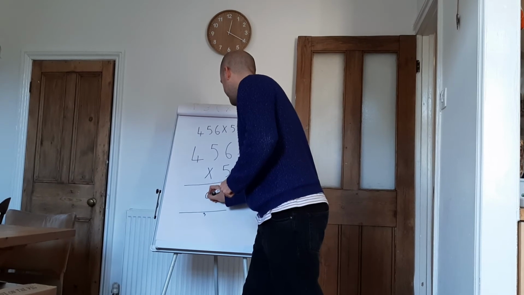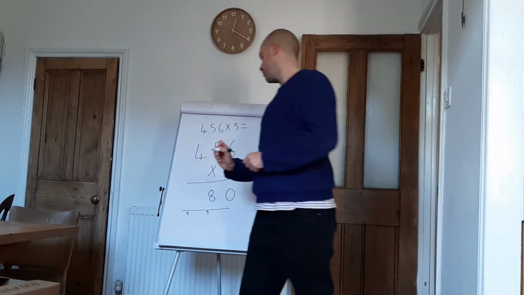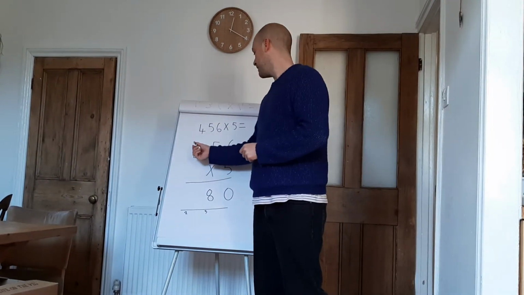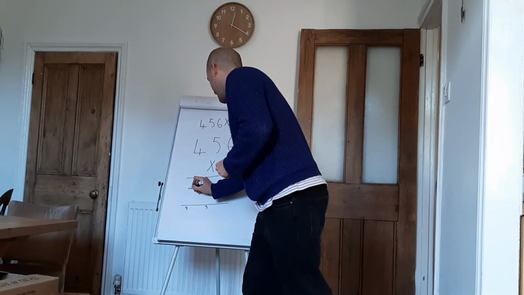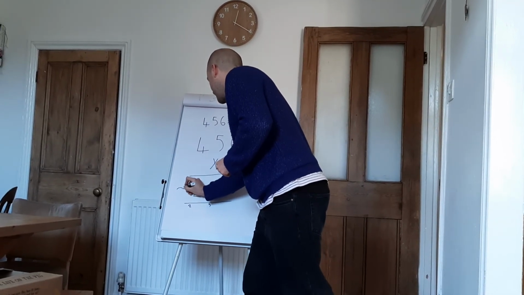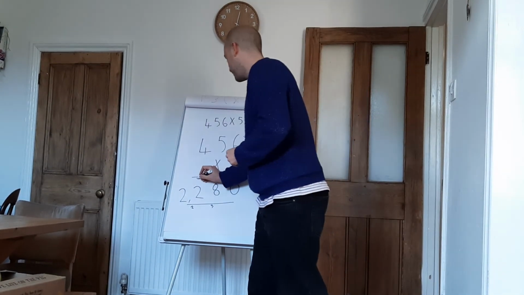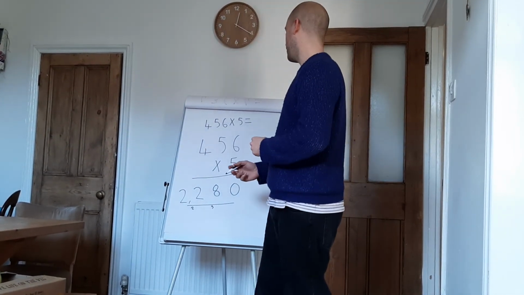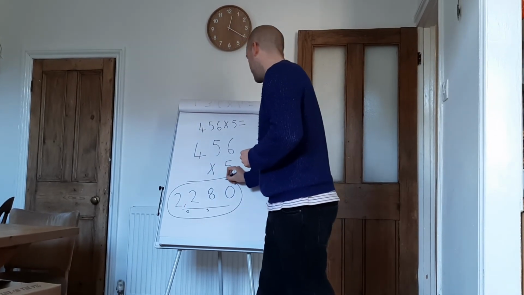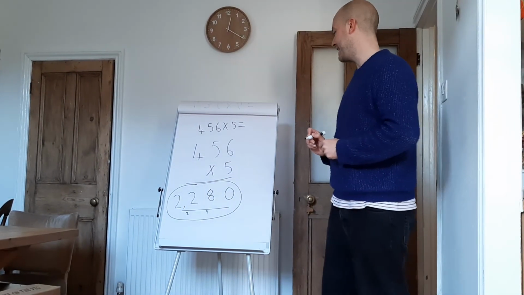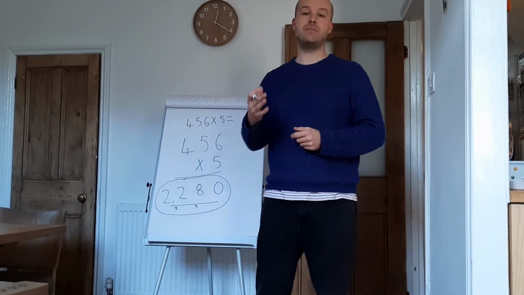So we put the 8 in the tens column, and we carry the 2 into the hundreds column. Now we would do 5 times 4, which is 20, plus the 2. So once again, we're going to have to put the 2 into the thousands column. So the answer, or the product of 456 times 5 would be 2,280.